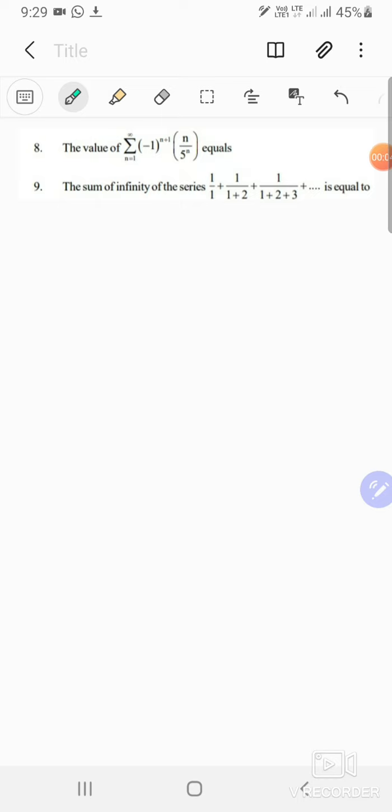The eighth question says the value of summation from n equals 1 to infinity of negative 1 raised to the power of n plus 1 into n upon 5 to the power of n equals. So n upon 5 to the power of n. It looks like it's a geometric series but with that extra n on the layer. So call this summation s.